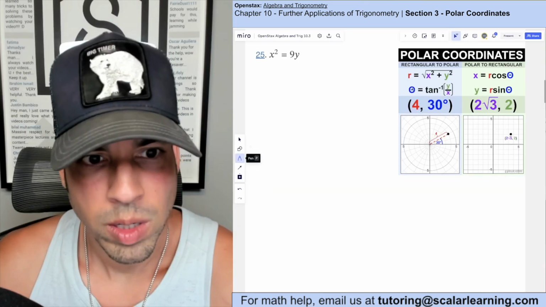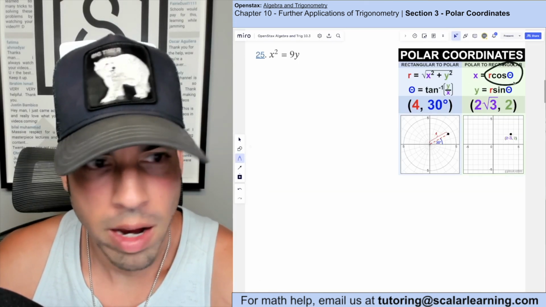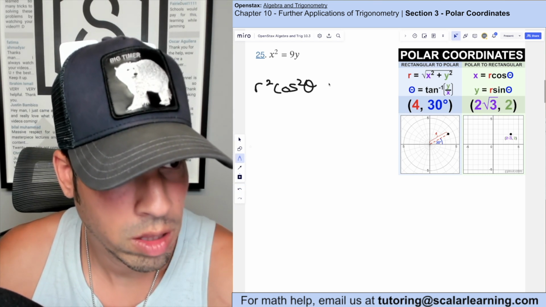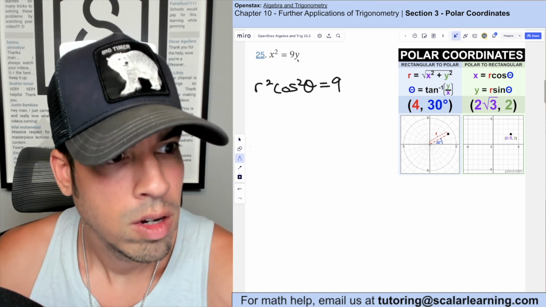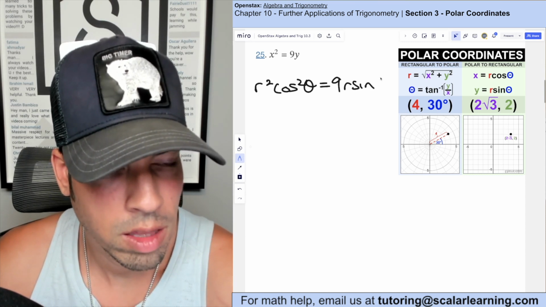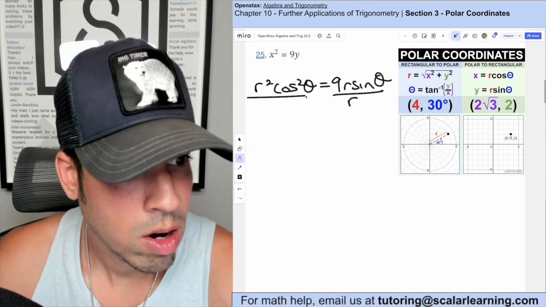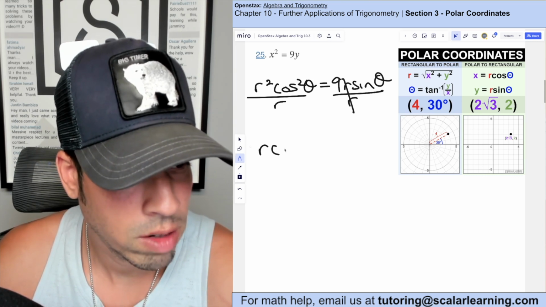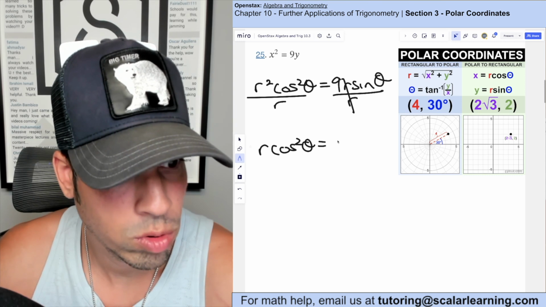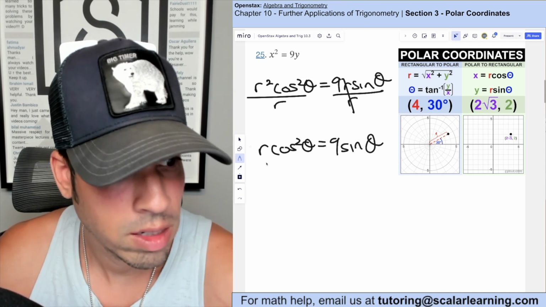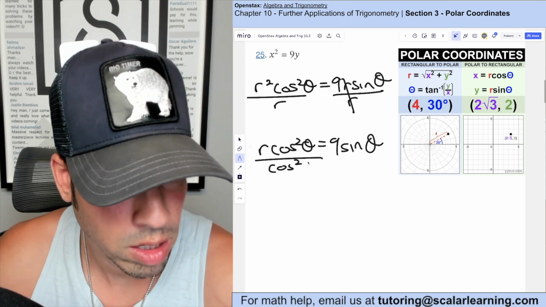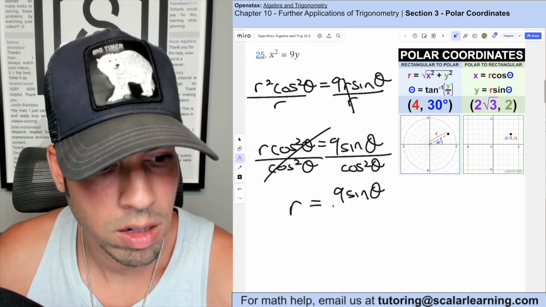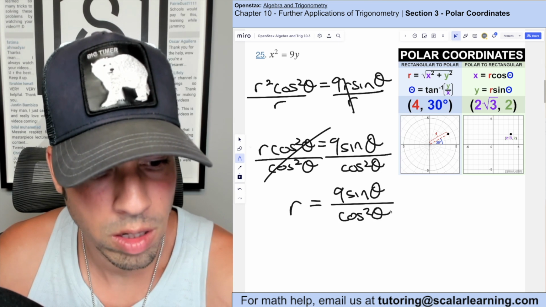Done. For this one, we're going to plug and chug. We're going to plug this in for x, this in for y. So on the left, we have r squared cosine squared theta. On the right, we have times 9 times r sine theta. Then we're going to divide both sides by r like so. That's going to get rid of that. R squared over r is just r. So then I have r cosine squared theta equal to 9 sine theta. Last step, we're going to divide both sides by cosine squared theta. And we're left with the final answer of r equals 9 sine theta over cosine squared theta.